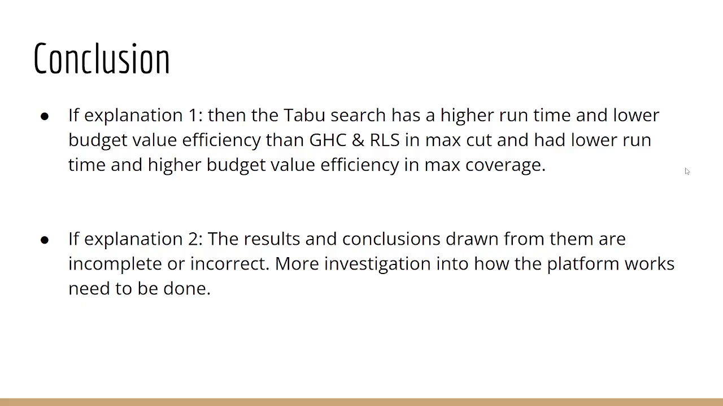With the conclusion, then, there's essentially two. If we go by the first explanation, that everything went completely fine and nothing went wrong, then the taboo search has a higher runtime and a lower budget value efficiency than the greedy hill climber and the randomized local search in max cut, and had a lower runtime and a higher budget value efficiency in the max coverage, meaning that in terms of performance, it depends on the problem. If explanation 2 is correct, however, then the results and the conclusions drawn from them are incomplete or incorrect, meaning that more investigation into how the platform works needs to be done, and then the algorithm is retested.